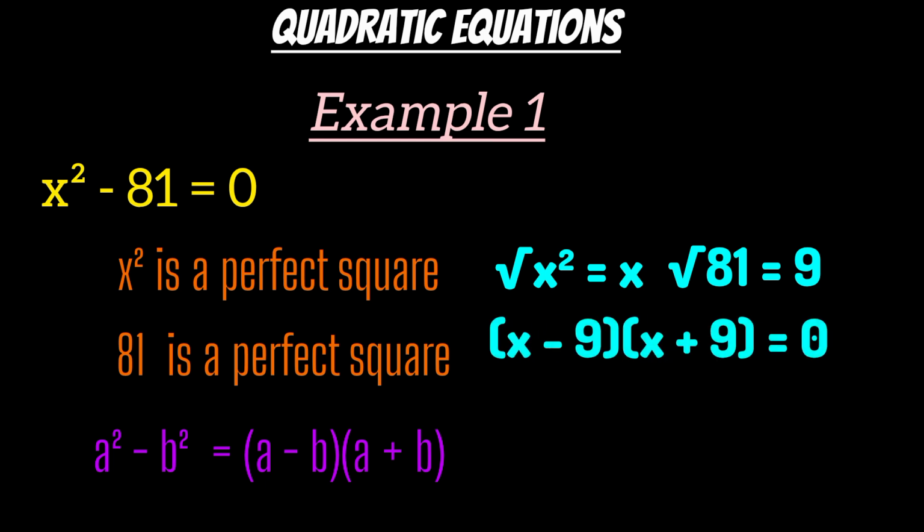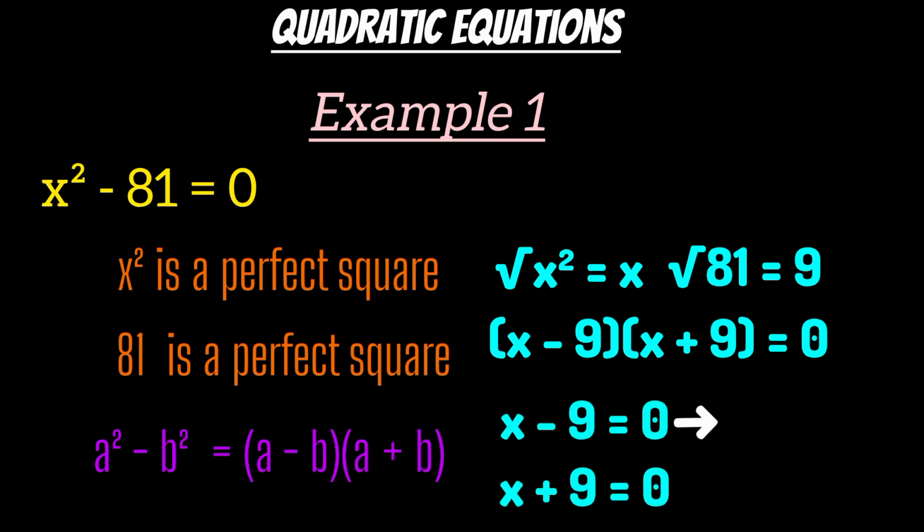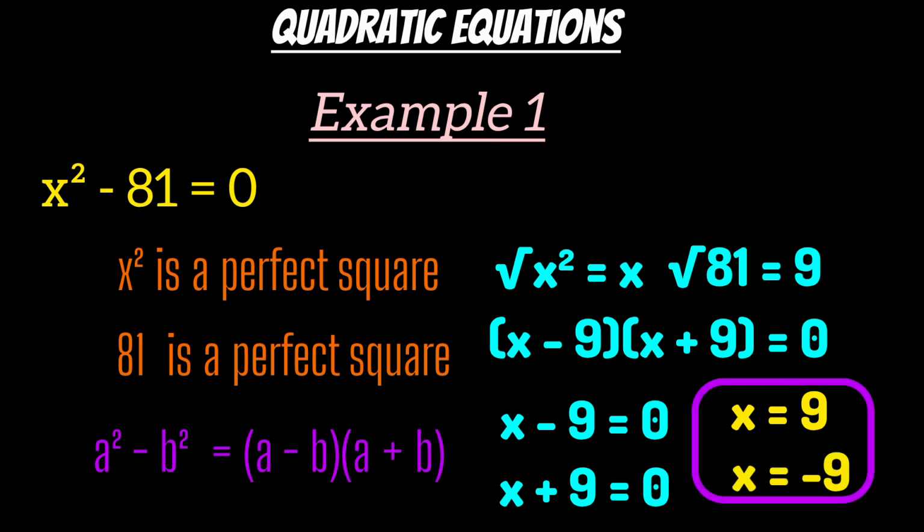Now we apply the zero product rule and we shall have x minus 9 should be equal to 0. We take negative 9 to the right and we shall have x being 9, or x plus 9 is equal to 0. We take 9 to the right and we shall have x being equal to negative 9. So our two solutions shall be x is equal to 9 and x is equal to negative 9.